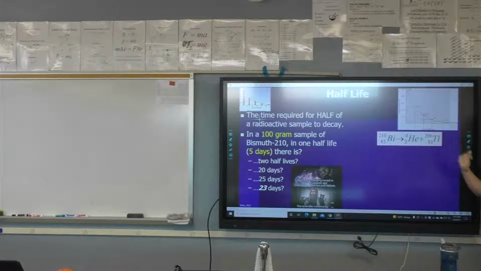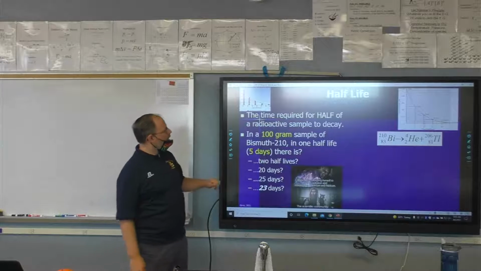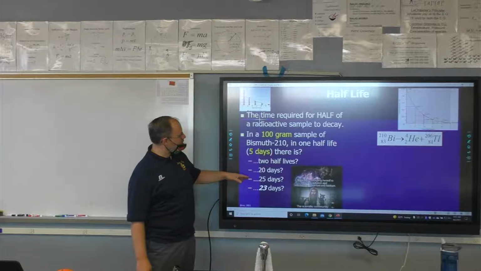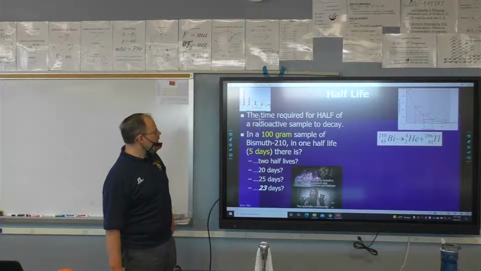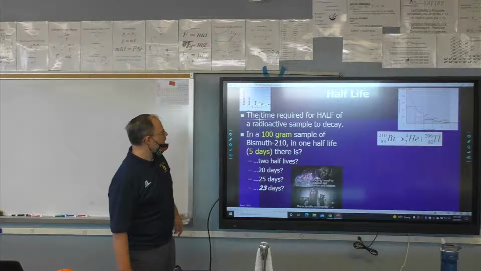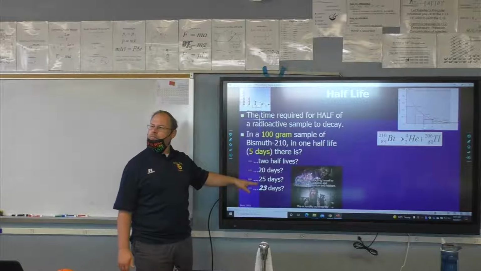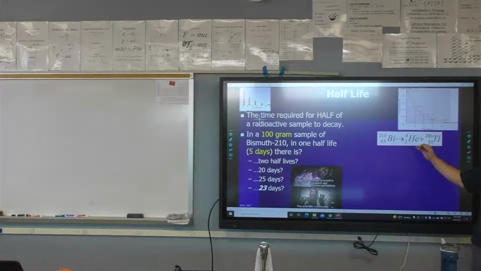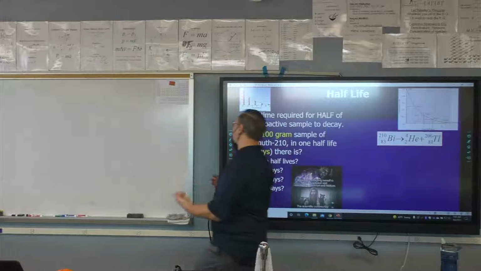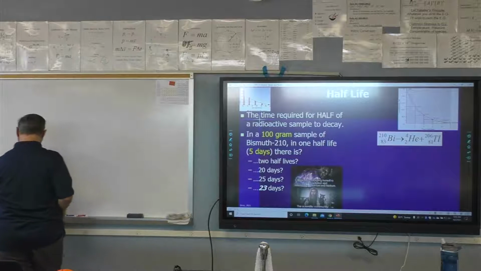Make sense? Okay. So go ahead and answer these 4 questions on your paper. How much do you have in 2 half-lives, in 20 days, in 25 days, and 23 days? Give that a try. What do you have for bismuth, and what do you have in thallium? Again, we're going to ignore the mass of the alpha particles, because it's so small. So make a little table, and after this time, you have this much bismuth and this much thallium. So do that right now.